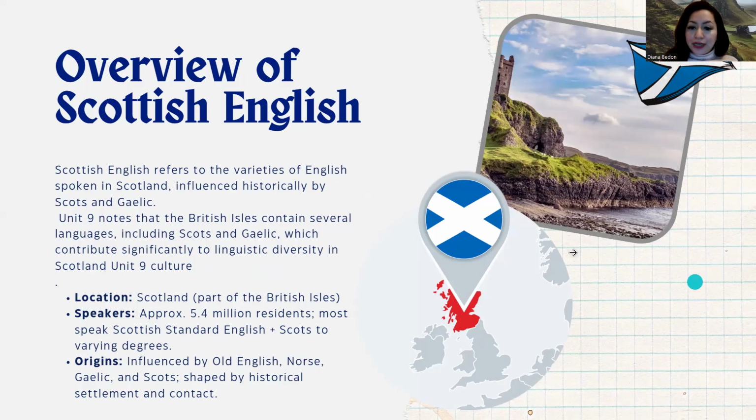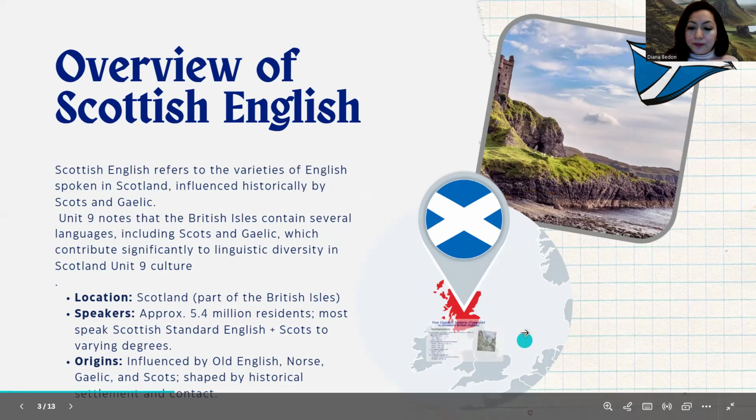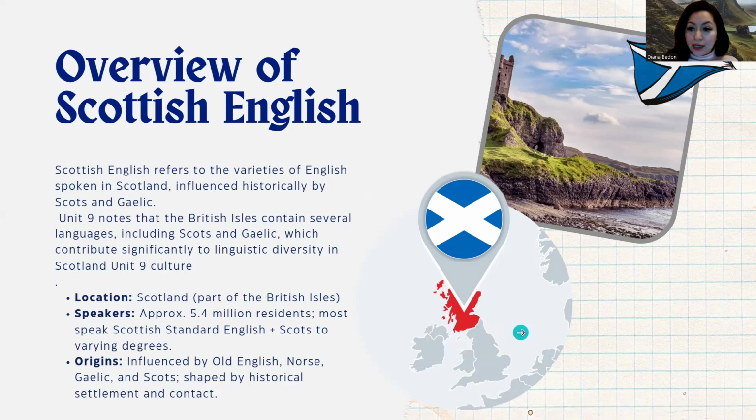As you can see in this small map, we have Great Britain, and the United Kingdom, as we said, is divided into four nations, and one of the nations is Scotland. This is in the north of the country. The location is Scotland, part of the British Isles. As for the speakers, we have approximately 5.4 million residents, most of them speaking Scottish Standard English and Scots to varying degrees. Origins: influenced by Old English, Norse, Gaelic, and Scots, shaped by historical settlement and contact.